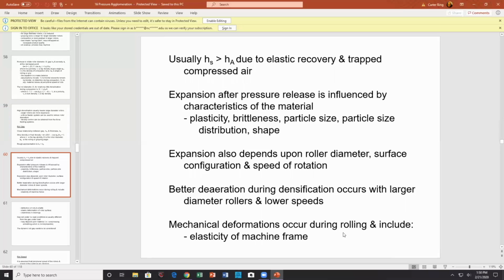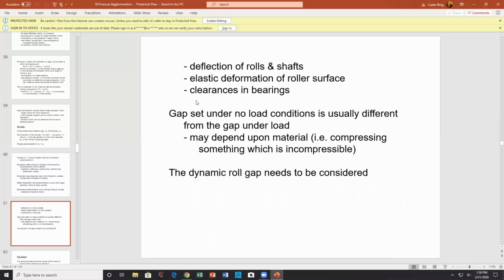Mechanical deformation occurs during rolling and includes elasticity of the machine frame. That's pretty funny. The rollers can deform as well as the support frame for the machine. Things are not easy here. Okay, deflection of rollers and shafts, elastic deformation of the roller surface, and clearances and bearings. Wow, that's gotten deep real quick, didn't it?